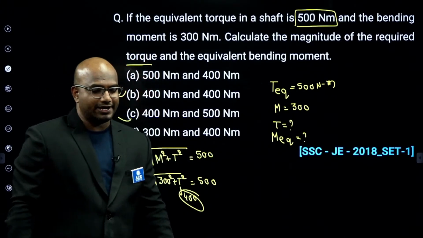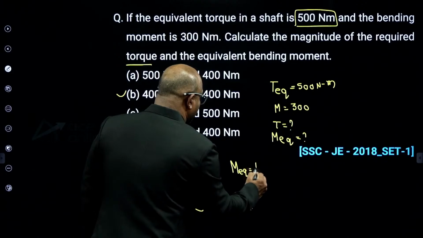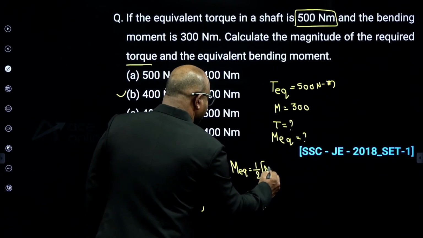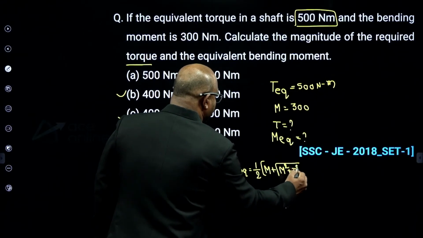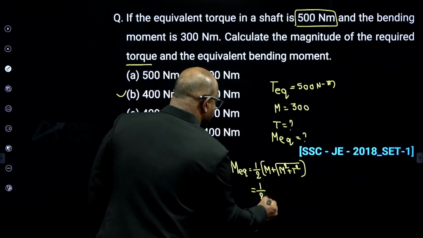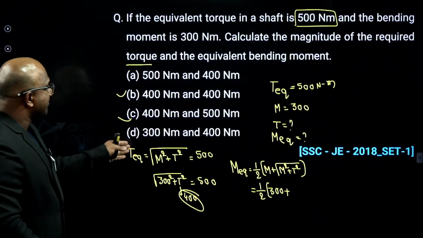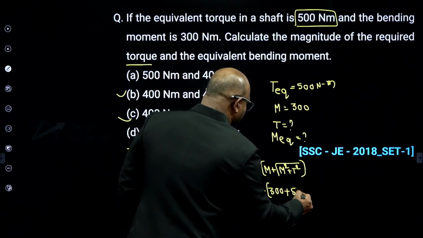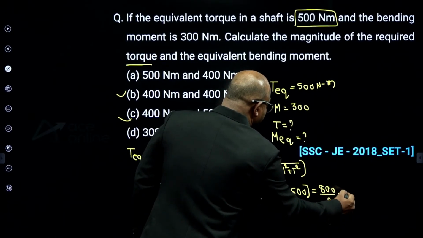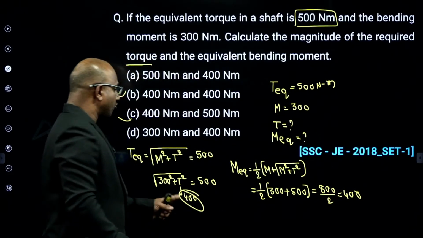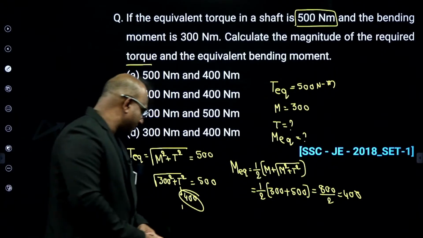I need to find out M equivalent. How can I find M equivalent, guys? I told you how to remember this formula. M equivalent equals half into M plus square root of M squared plus T squared. Half into, M means 300 plus the square root of M squared plus T squared, which is 500. Total 800 by 2, which is again 400. So the answer is 400 and 400, which belongs to option B. I hope this is clear for you.